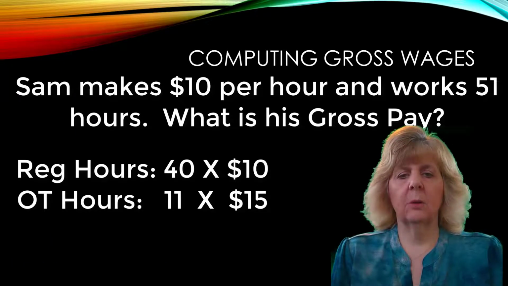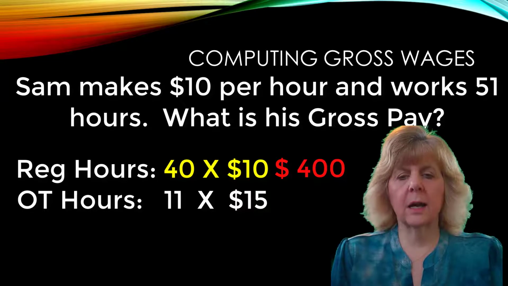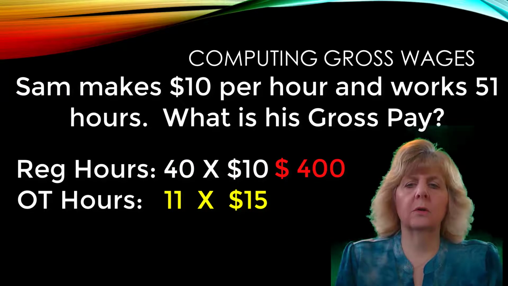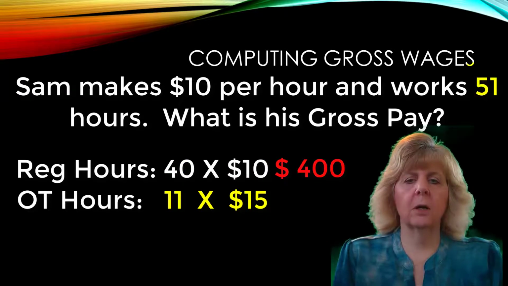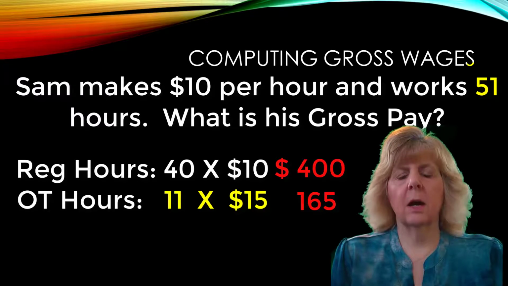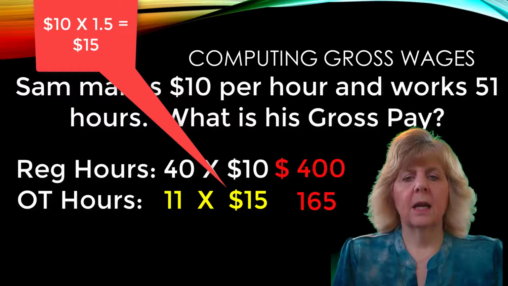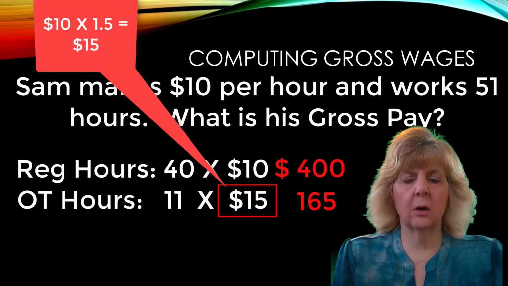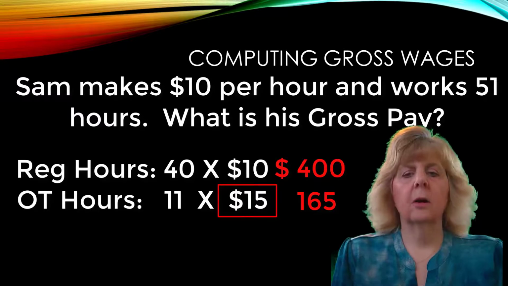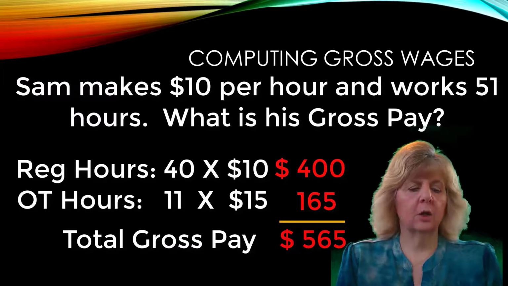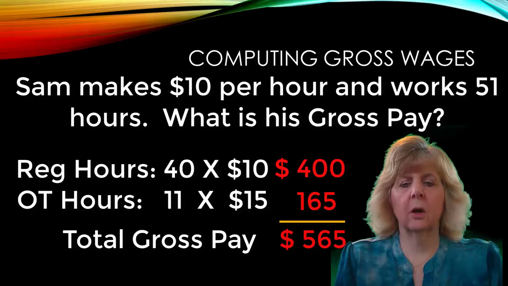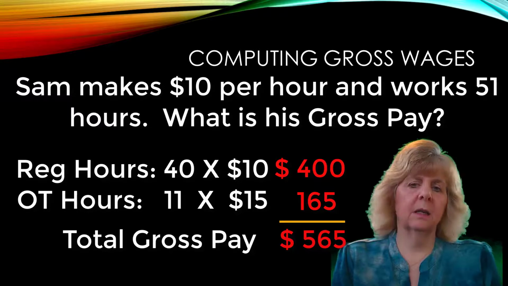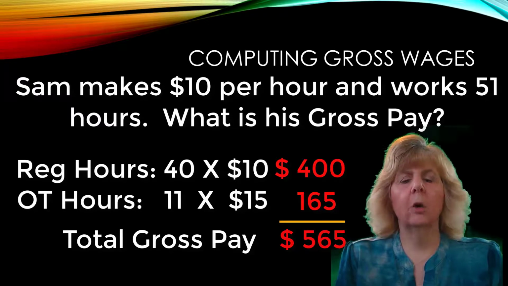In this case, he would get paid 40 regular hours at his pay rate of $10 an hour, and the additional hours, the difference between 51 and 40, would be 11 overtime hours at time and a half. $10 an hour times 1.5 is how we derived the $15. When added together, this amount of gross pay totals $565.